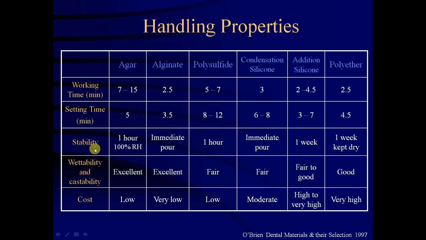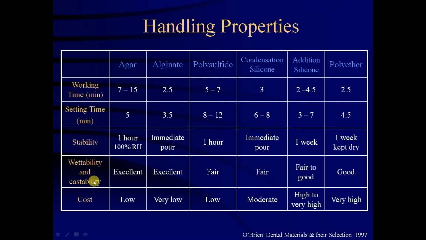According to stability, agar takes 1 hour at 100% relative humidity. Alginate, you have to pour immediately. Polysulfide, you have to pour within 1 hour. Condensation silicone, you have to pour immediately. Addition silicone, you have to pour within 1 week. And polyether, you have to pour within 1 week, but you have to keep the impression dry.